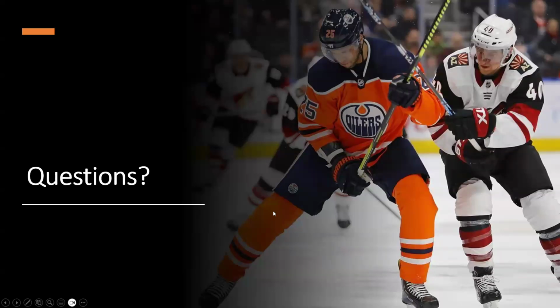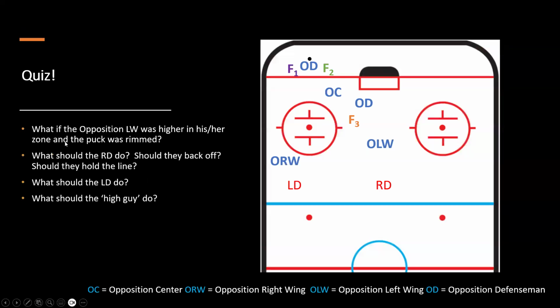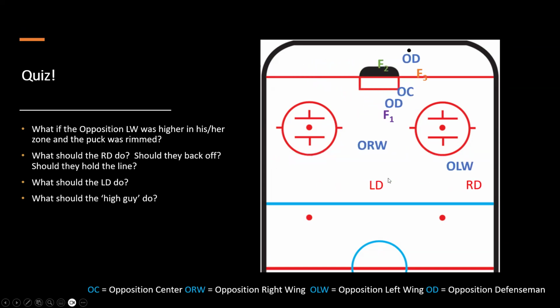Question number one, okay? What if the opposition left winger was higher in his or her zone and the puck was rimmed, okay? What does that look like? Okay, so again, this is a very similar situation before, but in this situation, this opposition left winger is not lower down in the zone. What should the right defenseman do in the event that that puck was rimmed? Okay, should they back off or should they hold the line?